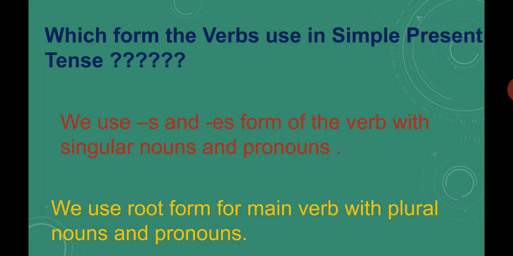We have to write the verb as it is if the noun or pronoun is in a plural form in simple present tense. Understand? So these are the main two hints. If the noun is in a singular form, then we add S/ES to the verb, and if the noun is in a plural form, then we use the root form, main verb. Without any changes, we write the same verb in the sentence.